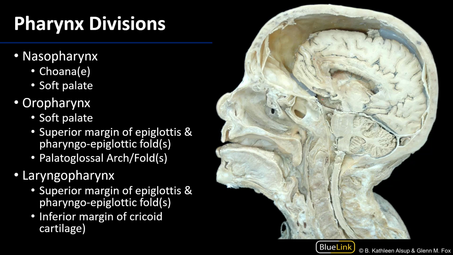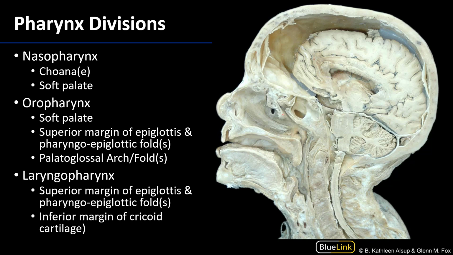Now let's take a look at each of these divisions. In this particular session, we won't see a sagittally sectioned pharynx. We'll be looking at the pharynx from the posterior view, but I like this particular image here because it gives us an idea of how these spaces relate to one another. So let's start with the nasopharynx and work our way distally.